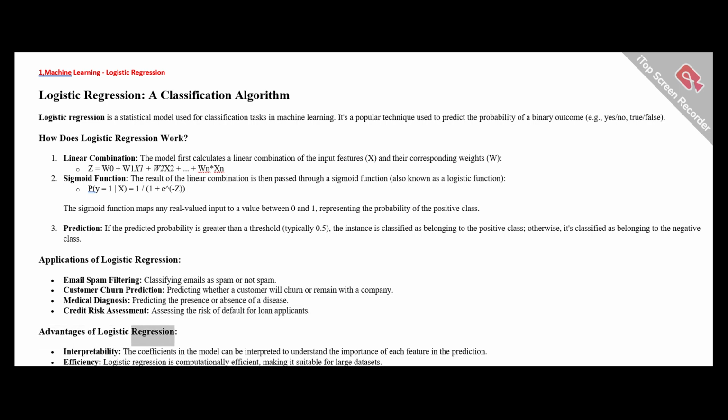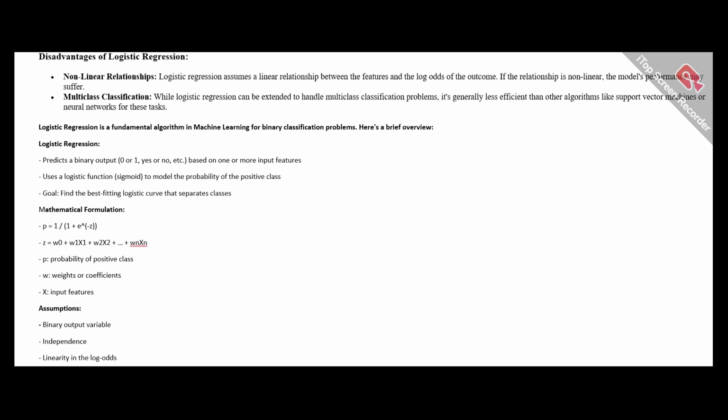Advantages of logistic regression. Interpretability. The coefficients in the model can be interpreted to understand the importance of each feature in the prediction. Efficiency. Logistic regression is computationally efficient, making it suitable for large datasets. Robustness. It can handle both numerical and categorical features.